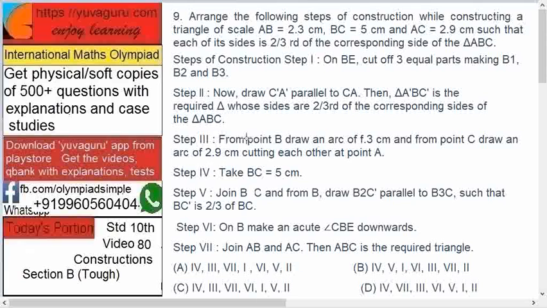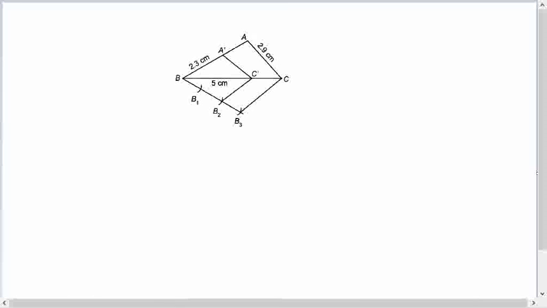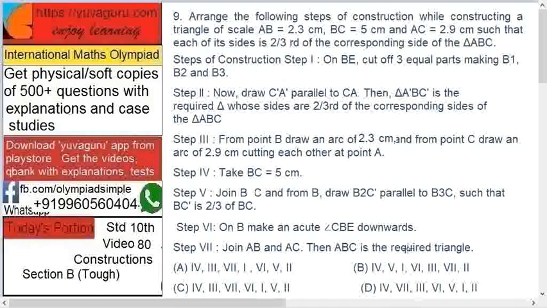See this third step has from point B draw an arc of 2.3 centimeter and from C draw an arc of 2.9 centimeter. See this, from B 2.3, from C 2.9. Okay, these are not to the scales, it's a rough sketch. So now B and D are gone. What remains? A and C.